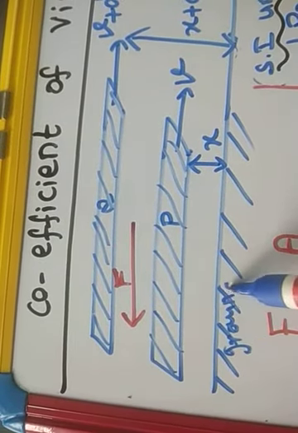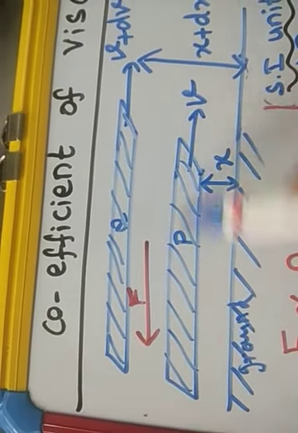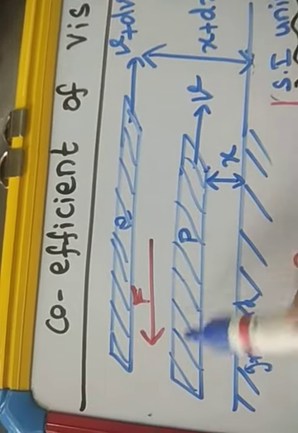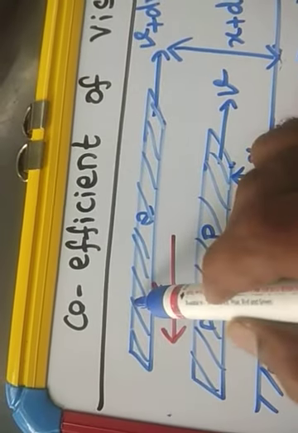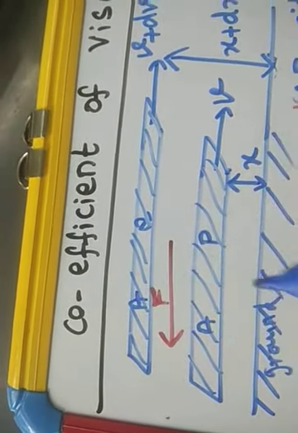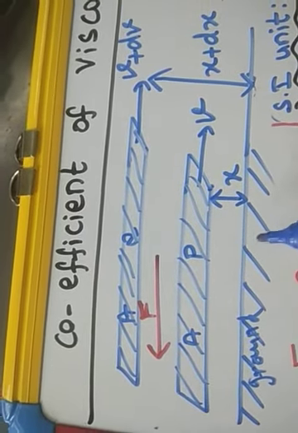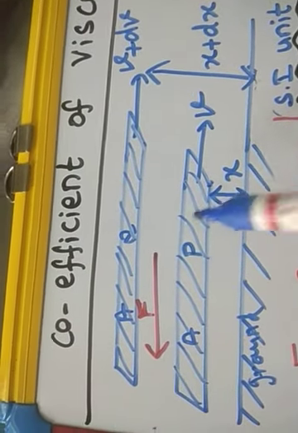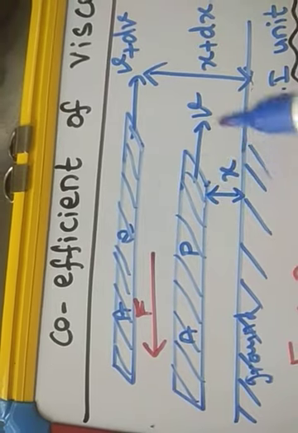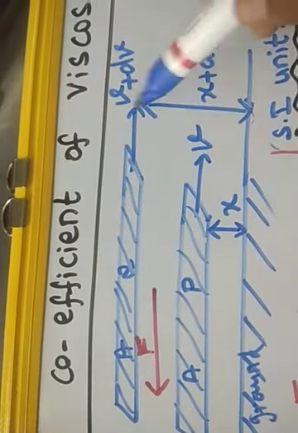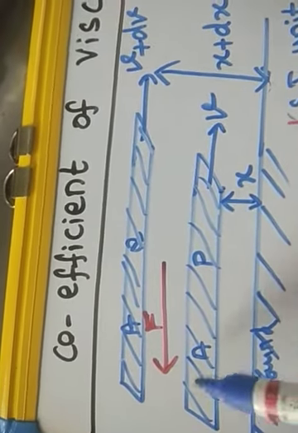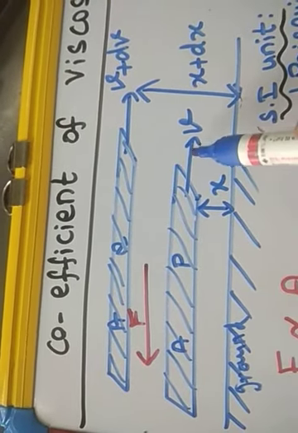From the ground surface, this layer, the P layer, is one of the liquid layers whose area is A. There is another liquid layer, Q, whose area is also A. The distance between the ground, that is the bottom surface, and the P layer is x. Then for the Q layer it is x plus dx.